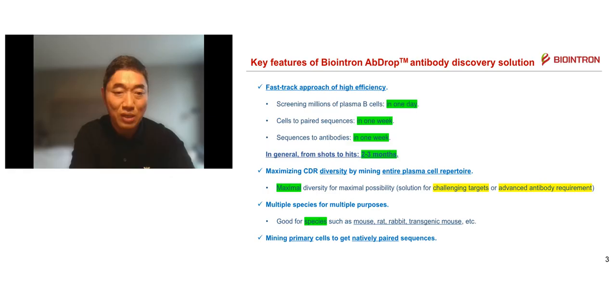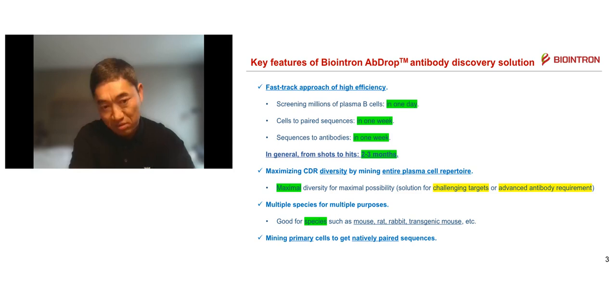And also, it's a very good solution for some challenging targets, with which the immune response is very weak, thus leading to very limited B cell clones. Or in some antibody campaigns, you need advanced antibody functions like super high affinity, a unique binding site, blocking, or some other functional requirements. In this case, you have to look at a much bigger pool to find the dream hits.